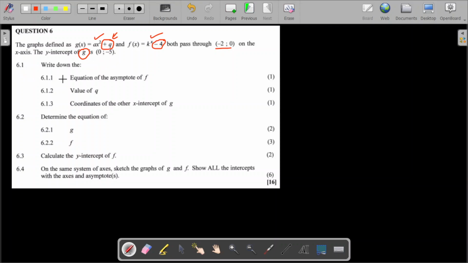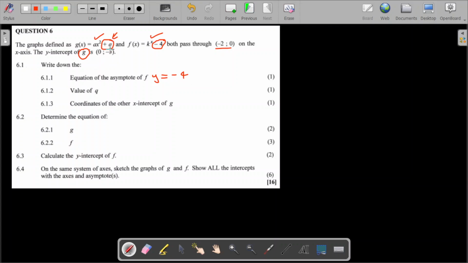Now answering the questions, they're asking us to write down the equation of the asymptote of f. Remember, my f is this one. I've already explained everything here when it comes to the asymptote of the exponential graph. So y = −4 is the only asymptote that we have in an exponential graph.